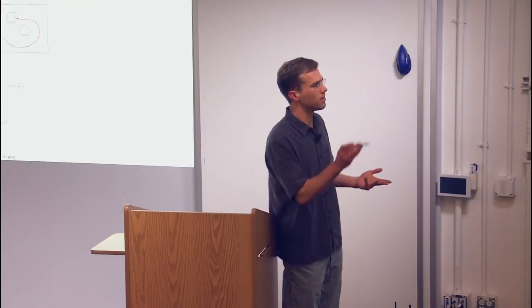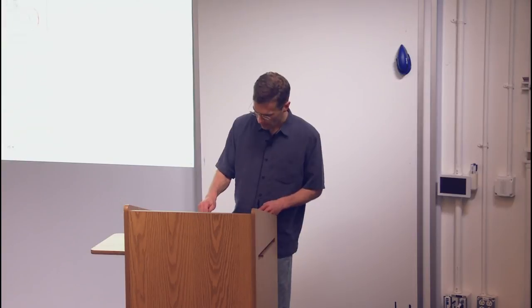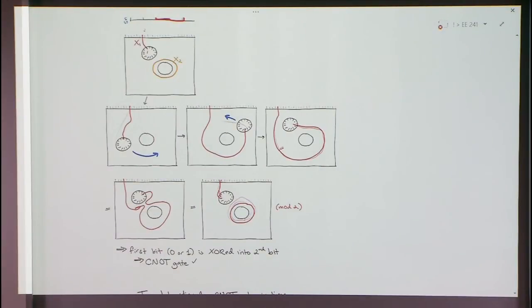Why is 0, 0 the same as before? Because 0, 0 before was just you have no things going around either hole. Oh, I see. Okay, it's not the same as before. Sorry. But anyway, this is why you get the CNOT gate. Essentially, you could check a couple of other things to make sure that it does the Z operators correctly too. But this is the essential reason.